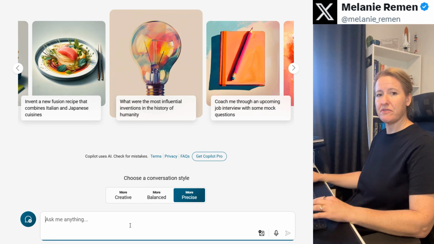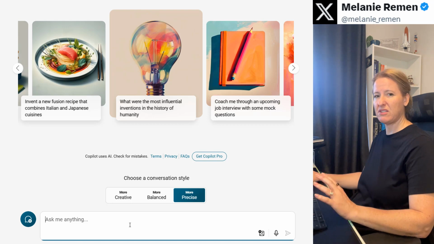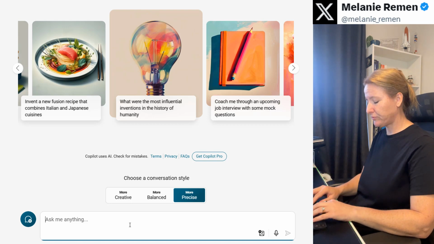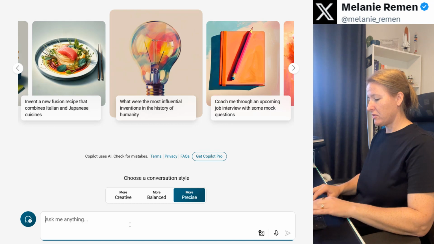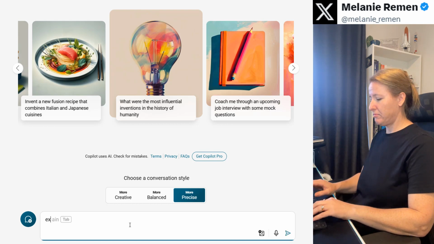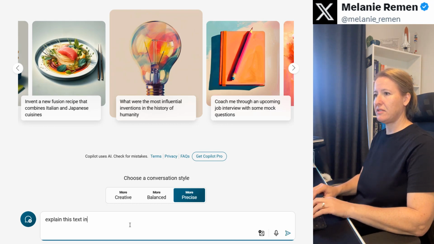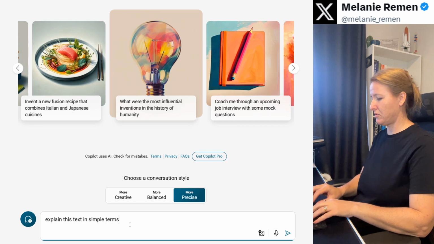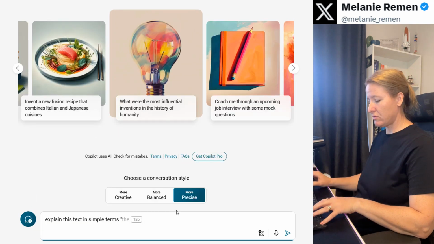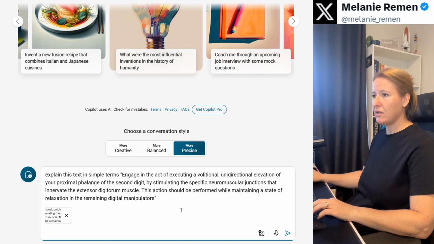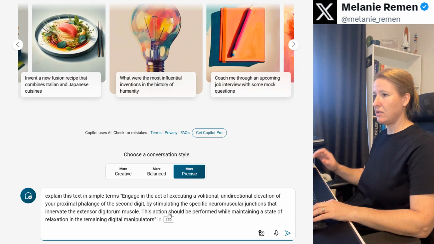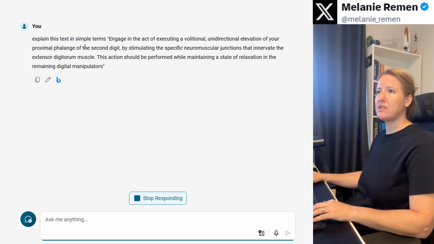In Copilot I use for this. You can use Copilot or ChatGPT. It's totally up to you. For this sort of thing, doesn't really matter which one you use. And I'll ask it to explain this text in simple terms. And then I'll just chuck it inside some quotes like this and enter. So you can see what it's asking.